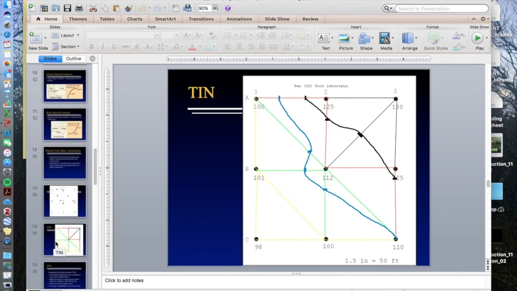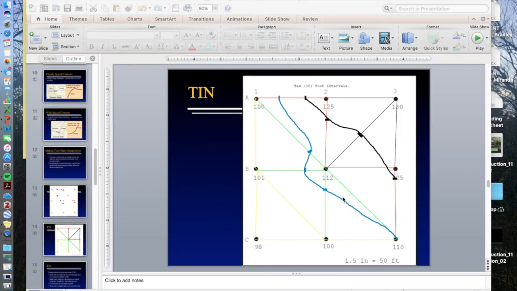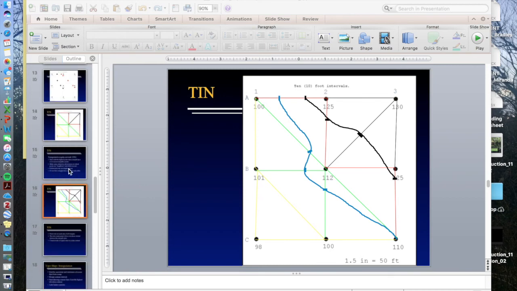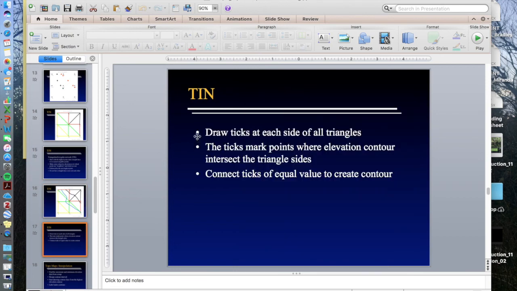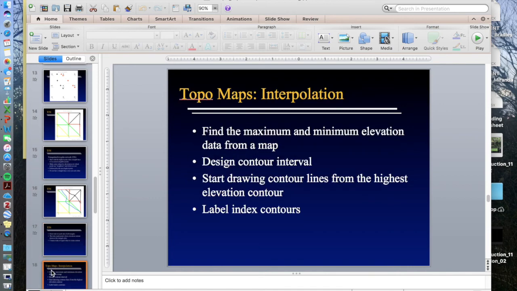So when we're making these, we're trying to connect the dots. Sometimes they don't exist, so we've got to make them. All right, let's continue on. So again, when we're doing our triangular marks, we're trying to figure out where on all of our triangles or locations our contour interval would be, and then basically connect those ticks to create our contour.